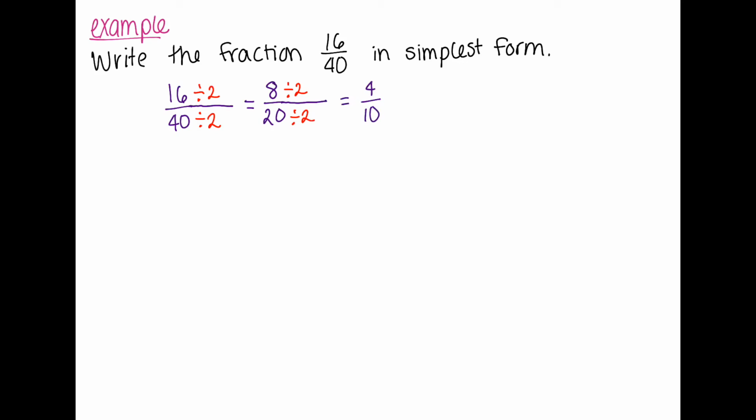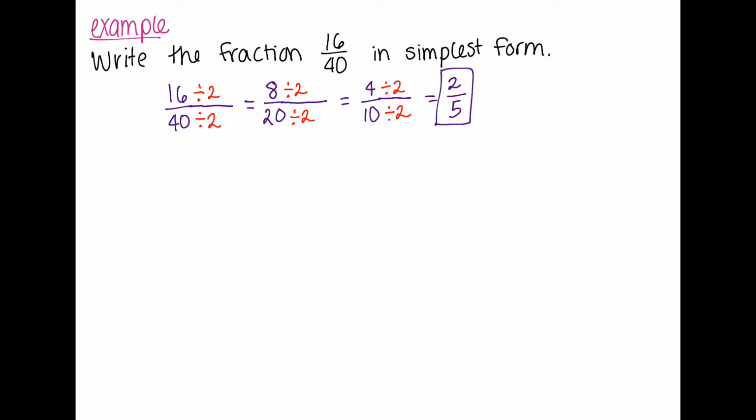I ask myself another time, are we in simplest form? The answer is no. We can still go a little further because 4 and 10 both have a common factor of 2. So we'll do 2 again. 4 divided by 2 is 2, and 10 divided by 2 is 5. At this point in time, 2 and 5 do not have any common factors, so 16 over 40, its simplest form is 2 over 5.